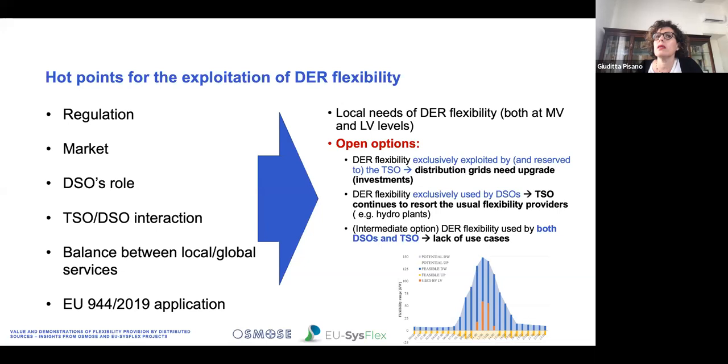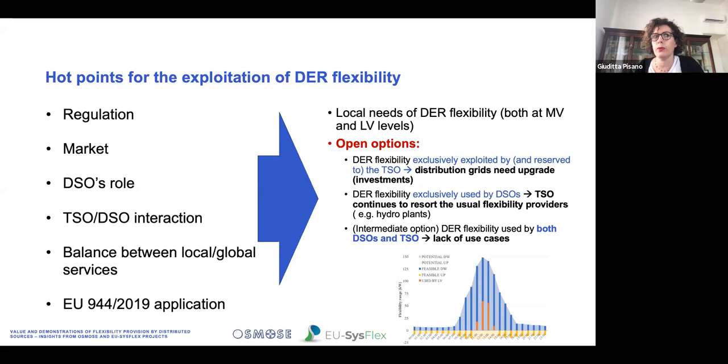The flexibility is not a new concept in power systems. The TSO will continue, in this case, to resort to the usual providers of flexibility, for instance, the hydro plants. Between these options, there is an intermediate one that shares the DR flexibility among the system operators. This is a more attractive option, I think, but it needs fair and clear use cases for increasing the confidence in the proper implementation and in the effective use of flexibility from DRs.